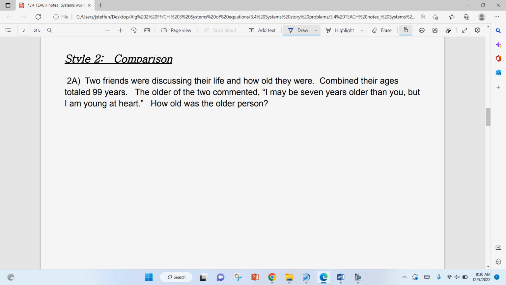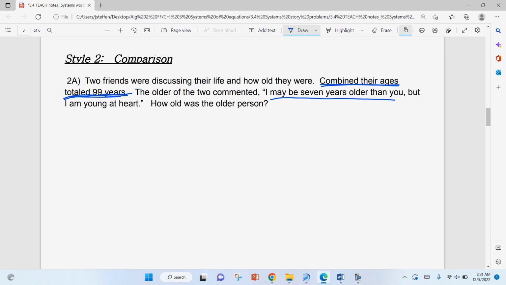Combined, their ages total 99 years. So that's the first big thing to realize. Combined, their ages are 99 years. A lot of people don't think that's that important, but it definitely is. Then it says, the older of the two commented, I may be 7 years older than you, but I'm young at heart. Well, the thing we need to know is, I may be 7 years older than you.